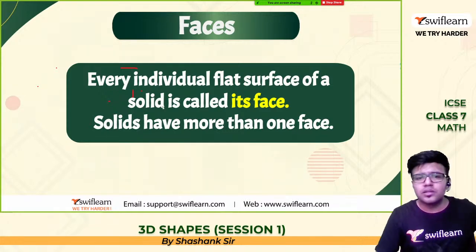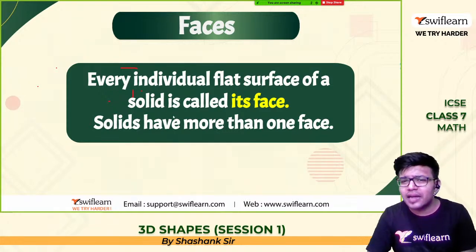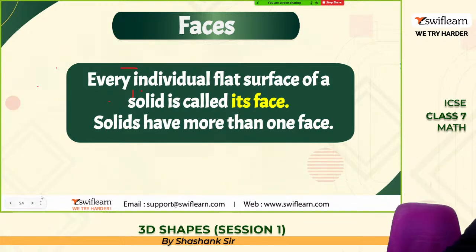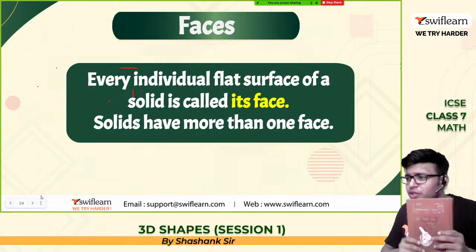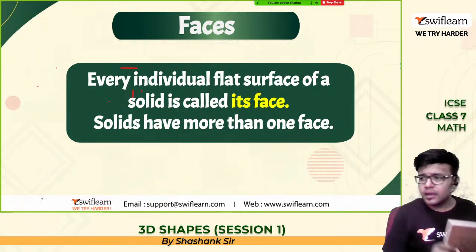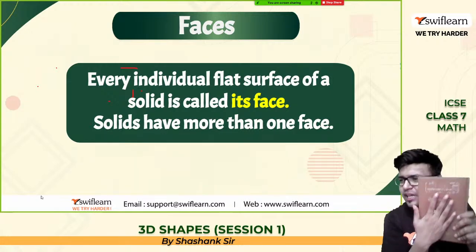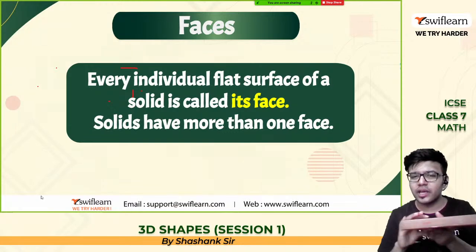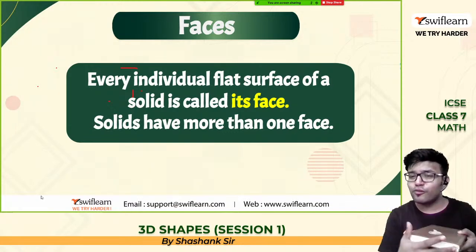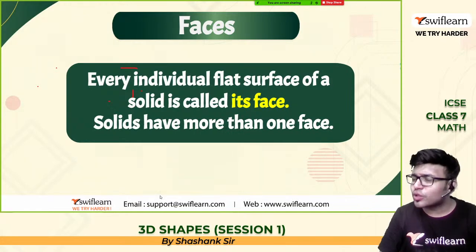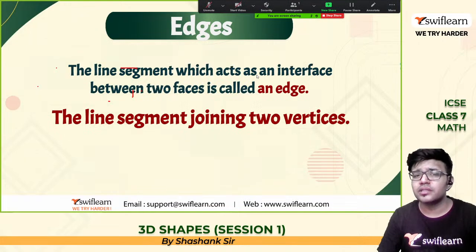Faces. Every individual flat surface of a solid is called a face. Now let me quickly grab this book. Assuming this as a cuboid, this is called a face, this is called a face. ये भी face है, ये भी face है. So these are all faces, students. Solids have more than one face.